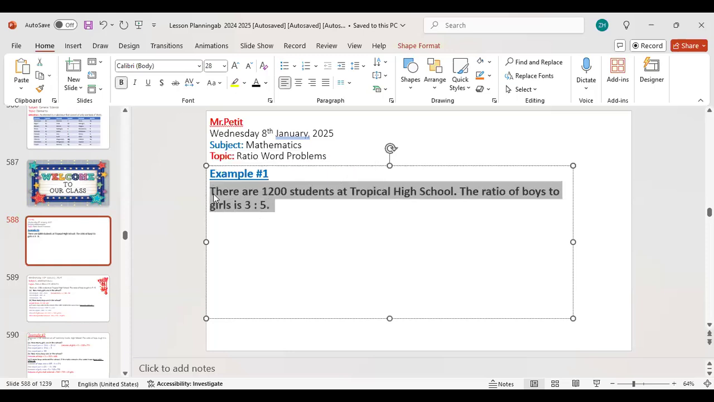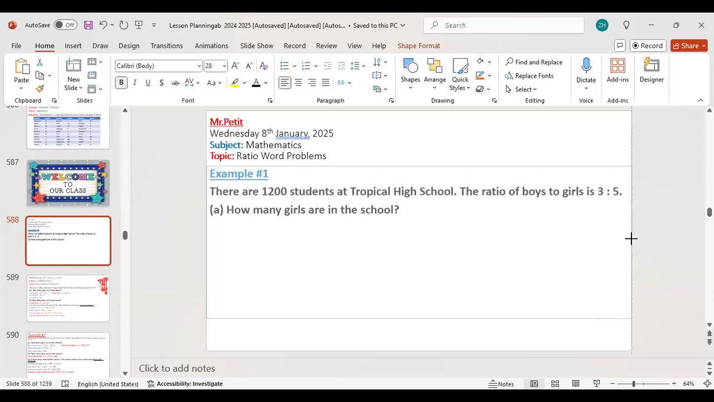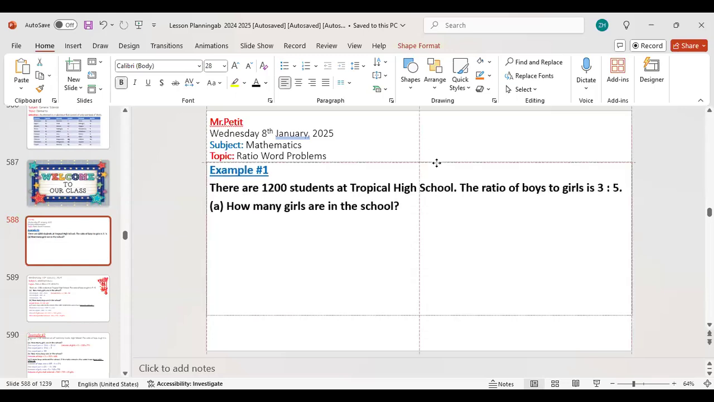So if we know that there are 1,200 students at this Tropical High School, and the ratio of boys to girls is 3 to 5, my first question is, how many girls are in the school? How many girls are in the school? How are we gonna solve this problem? We want to figure out how many girls are in the school. We know that the ratio is 3 to 5. What are we gonna do? Can anyone answer?